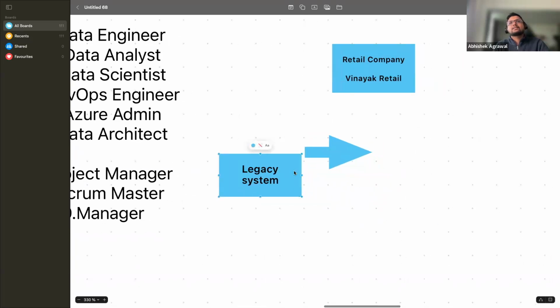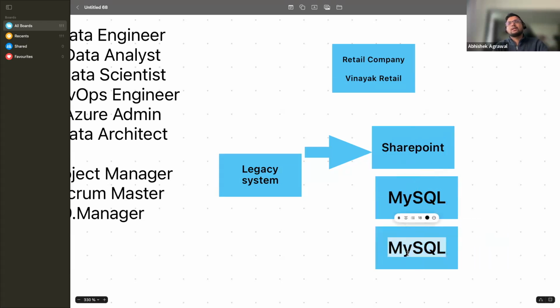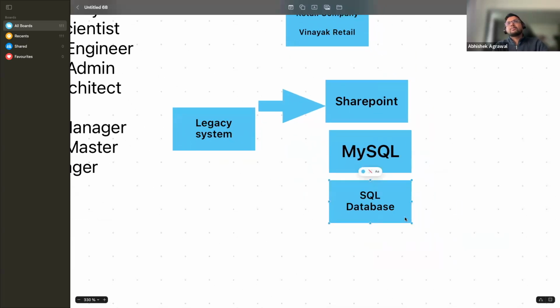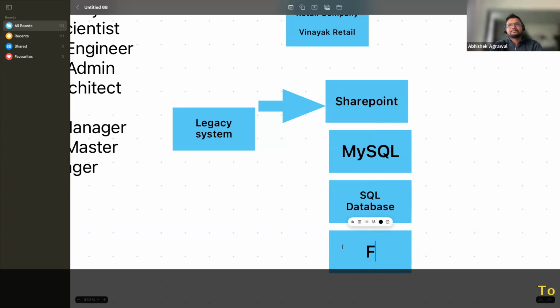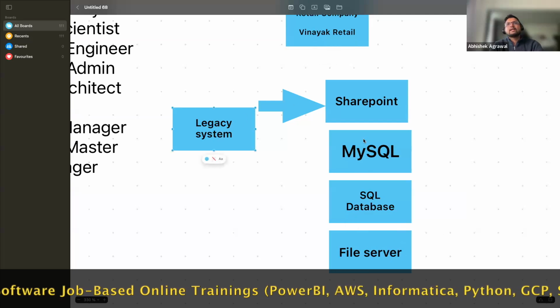You can consider this legacy system as, like, your own computer, a SharePoint location. Or you can consider it as a MySQL database. Or as SQL servers, SQL databases. Or for the people who don't understand SQL, MySQL, SharePoint, anything of that sort, you can consider it as files. Every computer has a file storage. So suppose my computer itself has some sort of storage, a file server. So Vinayak Retail is storing the data in all of these systems.